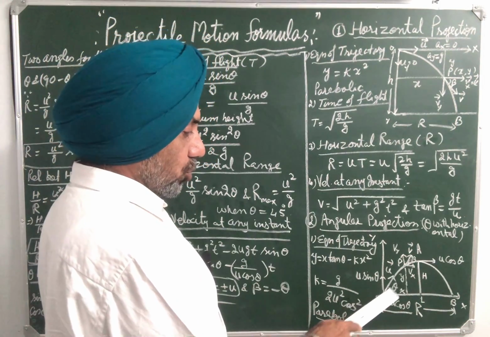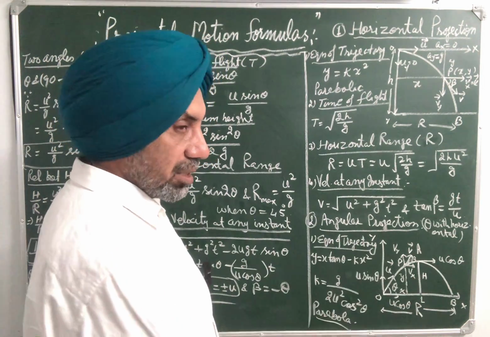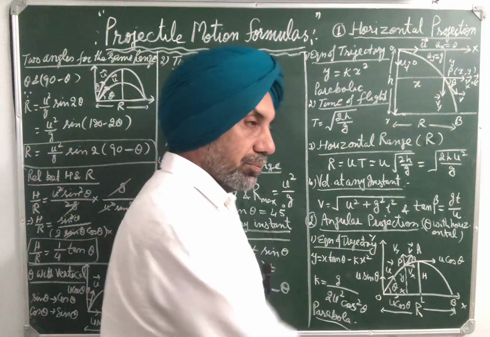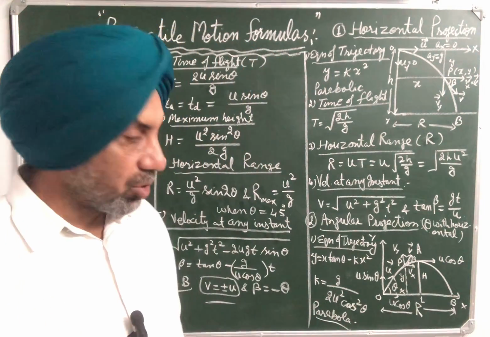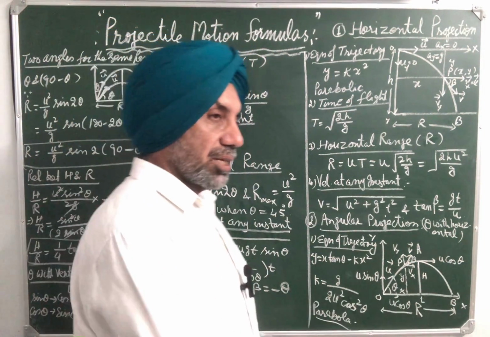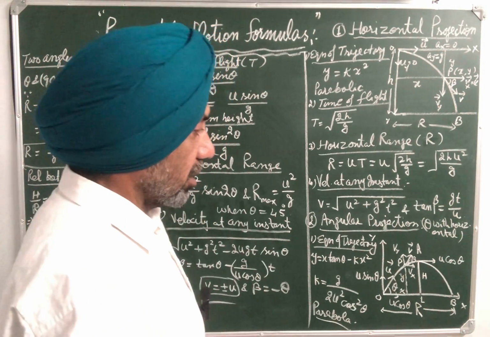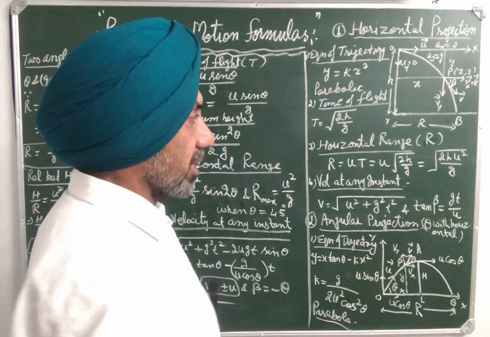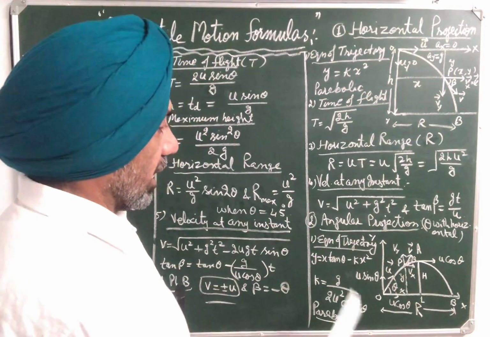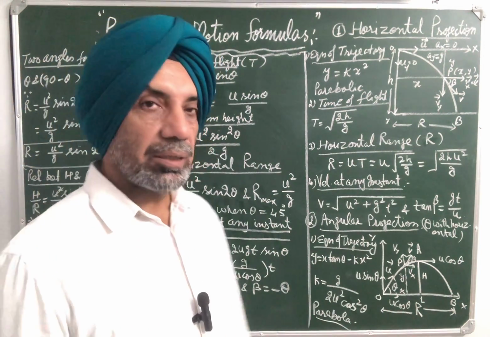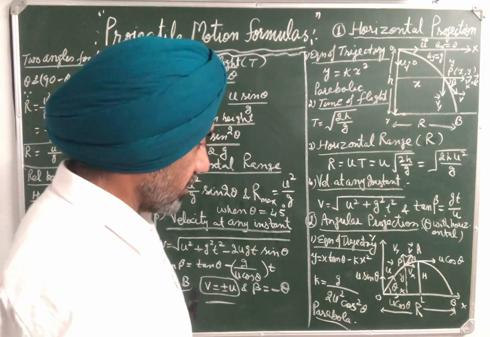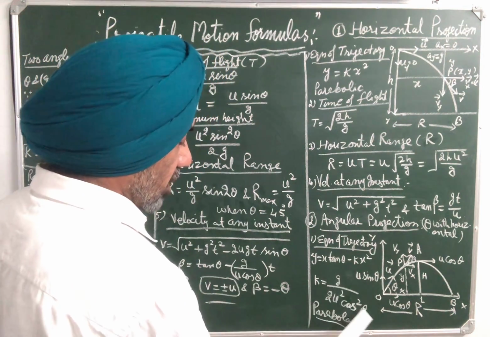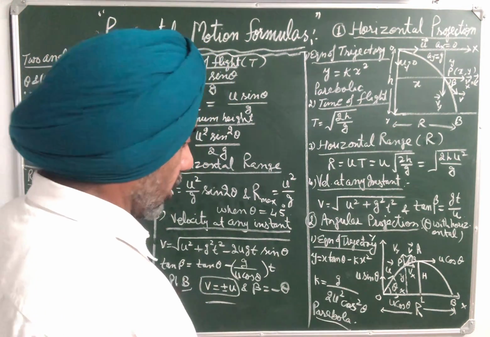Initial velocity of projection is u, which we can resolve into two components, u cos theta and u sin theta. So u cos theta remains the same throughout the journey because there is no acceleration along the x-axis. That is, there is uniform motion along the x-axis. And second is uniformly accelerated motion along the y-axis. So k is equal to g upon 2 u square cos square theta, which is a parabola.